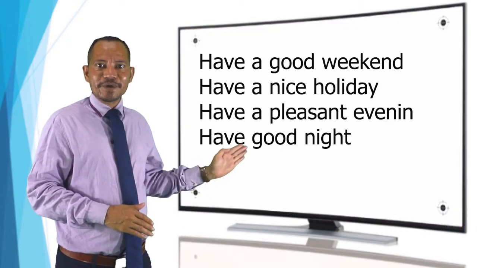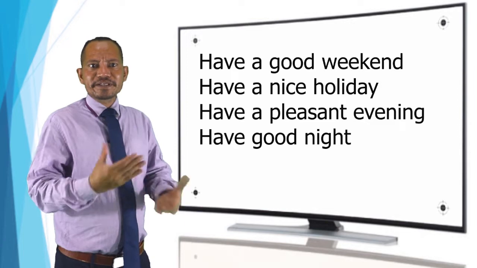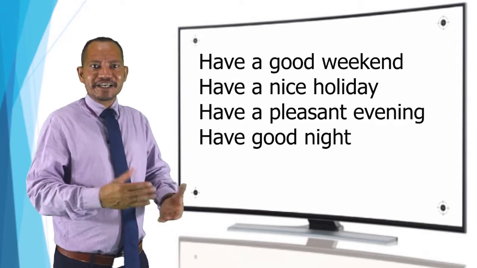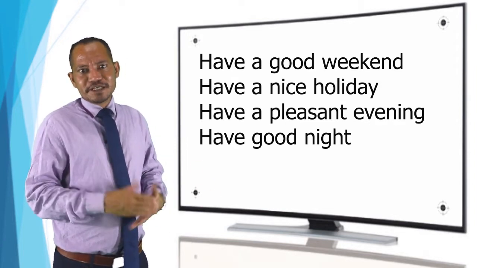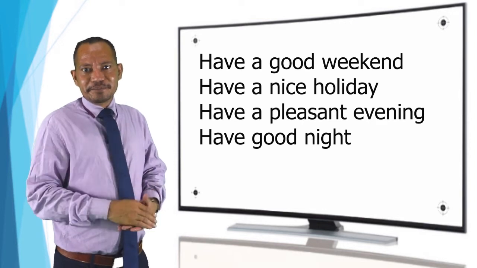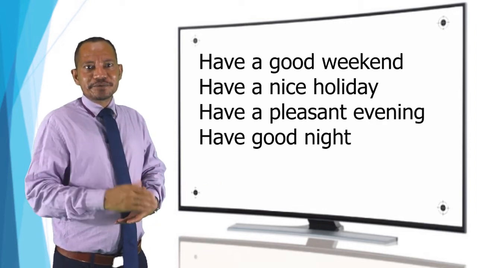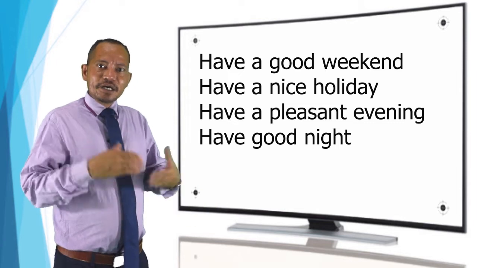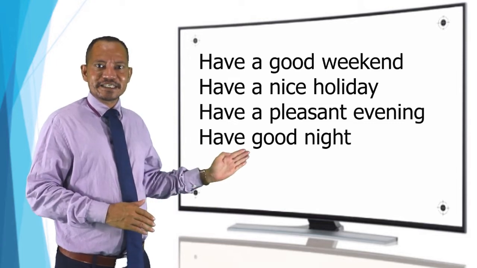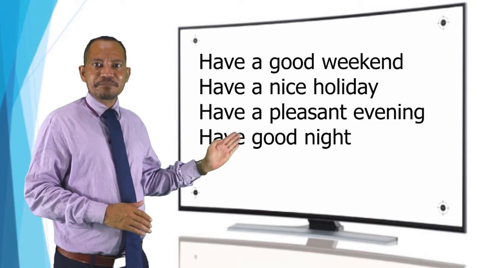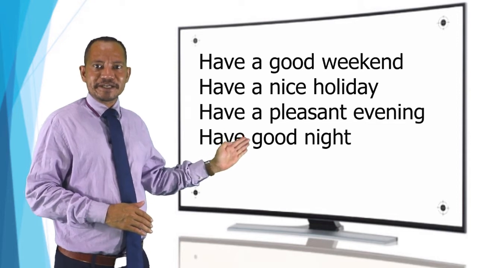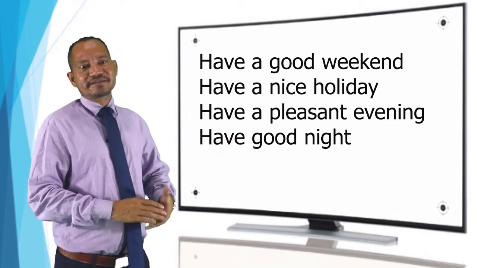Let's also look at other examples of the imperatives used to express someone's or a group of people's welfare. Have a good weekend. We might hear this a lot, basically on Friday evening after a week of work. So you wish someone to feel better or happy during the weekend. We can also say, have a nice holiday. Have a pleasant evening. Have a good night, etc.